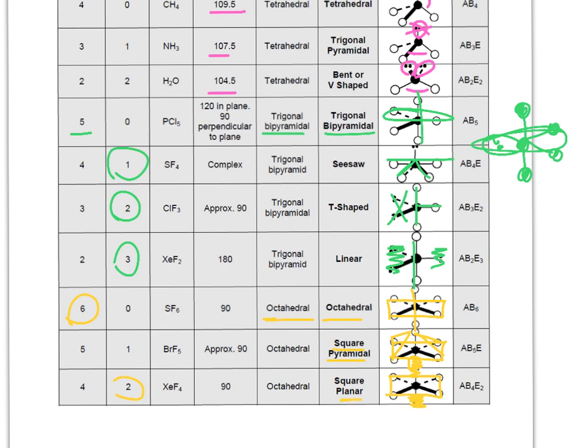So that's kind of where those names come from. But you do need to work on knowing these. You'll get better at them the more practice you do with them. You'll start recognizing them. But I would say that probably the most challenging ones are the expanded octet ones, because there's a lot of variation of what it can do.